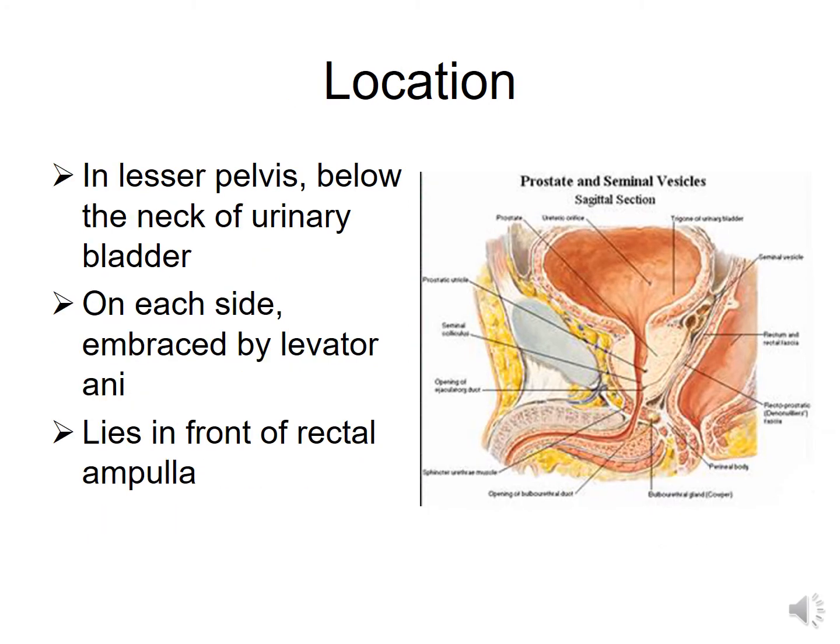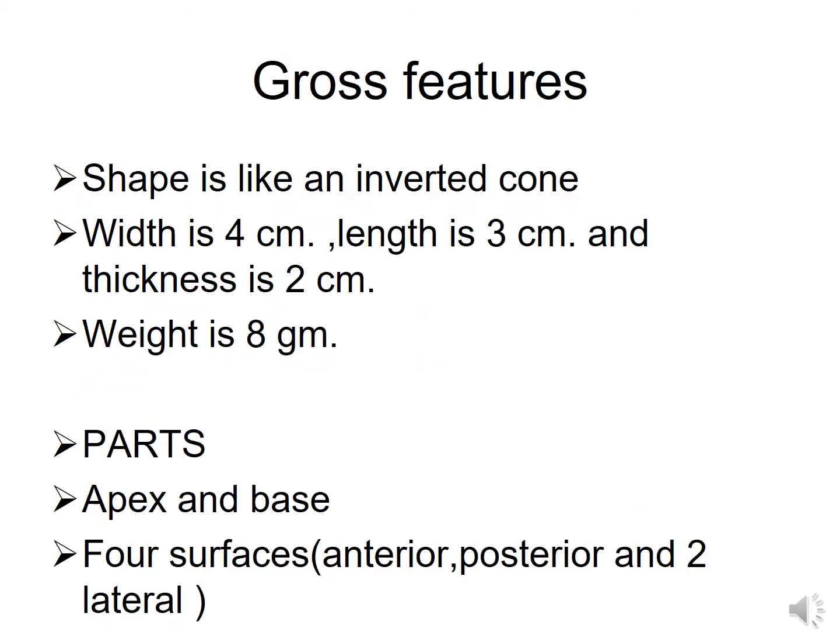It is located in the lesser pelvis below the neck of the urinary bladder, as we can see in the diagram, and on each side it is embraced by the pelvic diaphragm, that is the levator ani, and posteriorly we have the rectum. In the posterior relation of prostate we have the rectal ampulla, we can see in the diagram again. This is the sagittal section of pelvis.